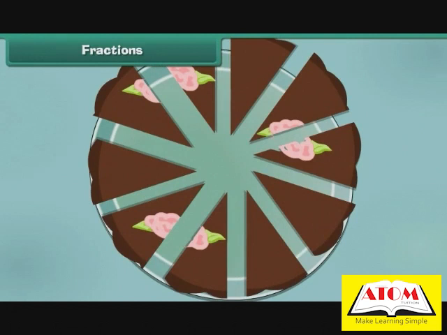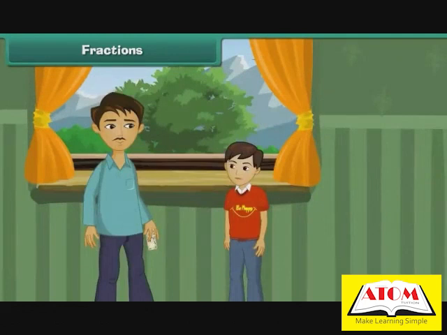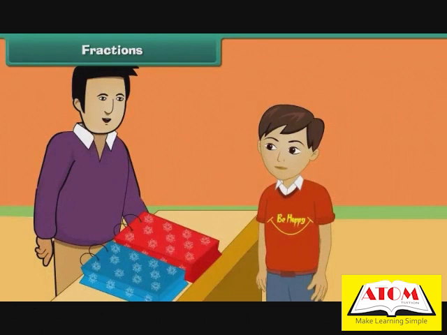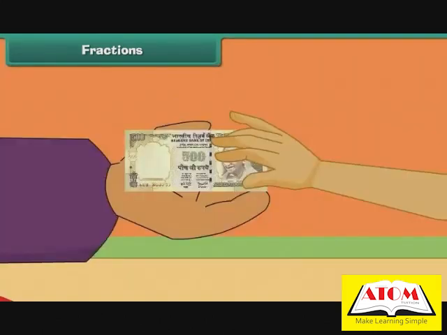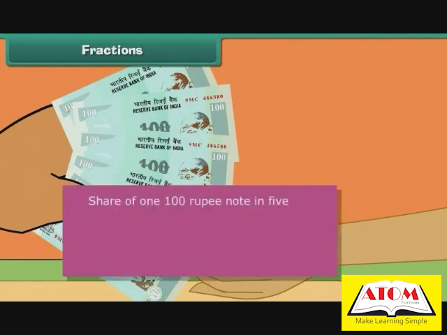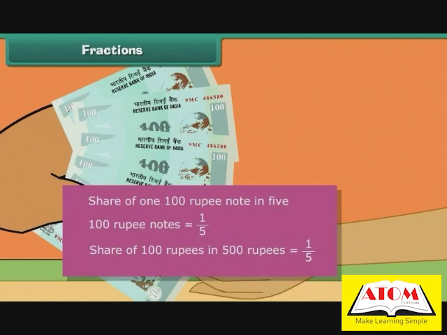Consider another example. Rishabh's father sends him to a nearby shop to get a 500 rupee note exchanged for 100 rupee notes. The shopkeeper accepts the 500 rupee note and gives 5 hundred rupee notes in return. Each 100 rupee note is 1 out of the 5 notes. Therefore, 100 rupees constitutes 1/5th of 500 rupees.